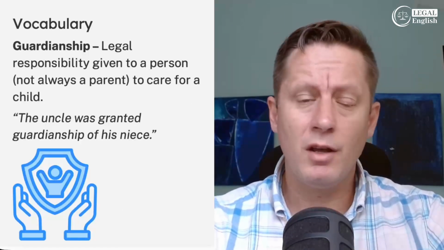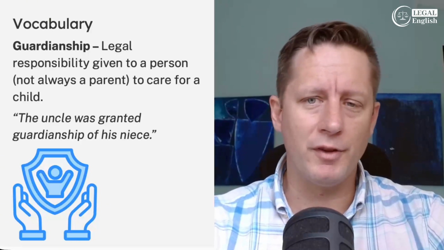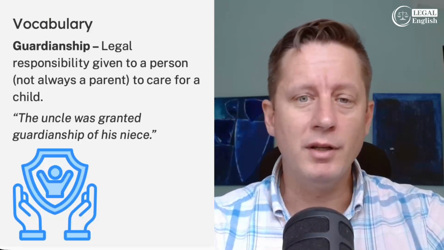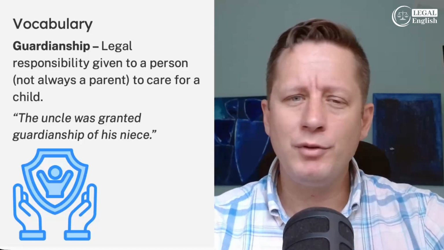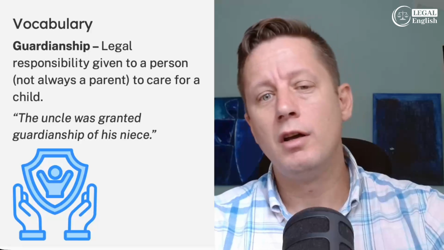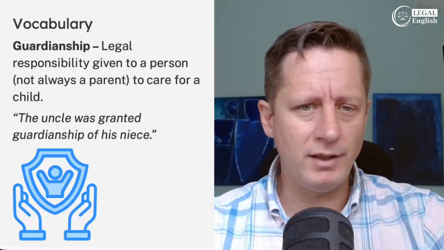Guardianship arises when someone other than the parent is legally responsible for the child. This might happen if the parents die, are absent, or unable to care for the child. For example, the uncle was granted guardianship of his niece.